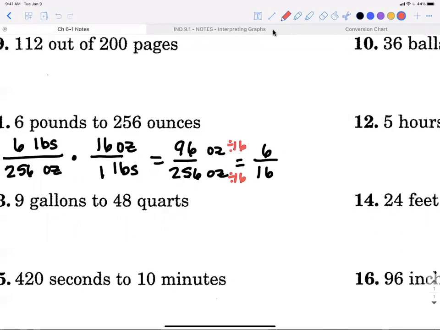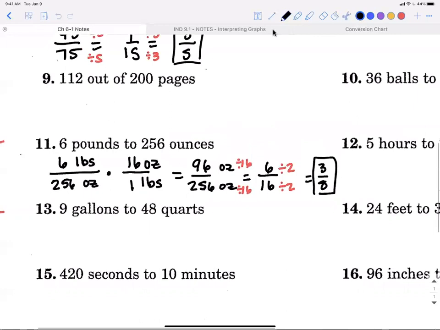But I can still divide by a 2 here, right? Because they're even. And when I do that, I get 3 over 8. 3 is prime, so I know I'm done. I cannot reduce 3/8 anymore. And this was all ounces, which you don't have to worry about labeling because I converted everything to ounces. It means for every 3 ounces, I have 8 ounces. Okay. Are we good with that?